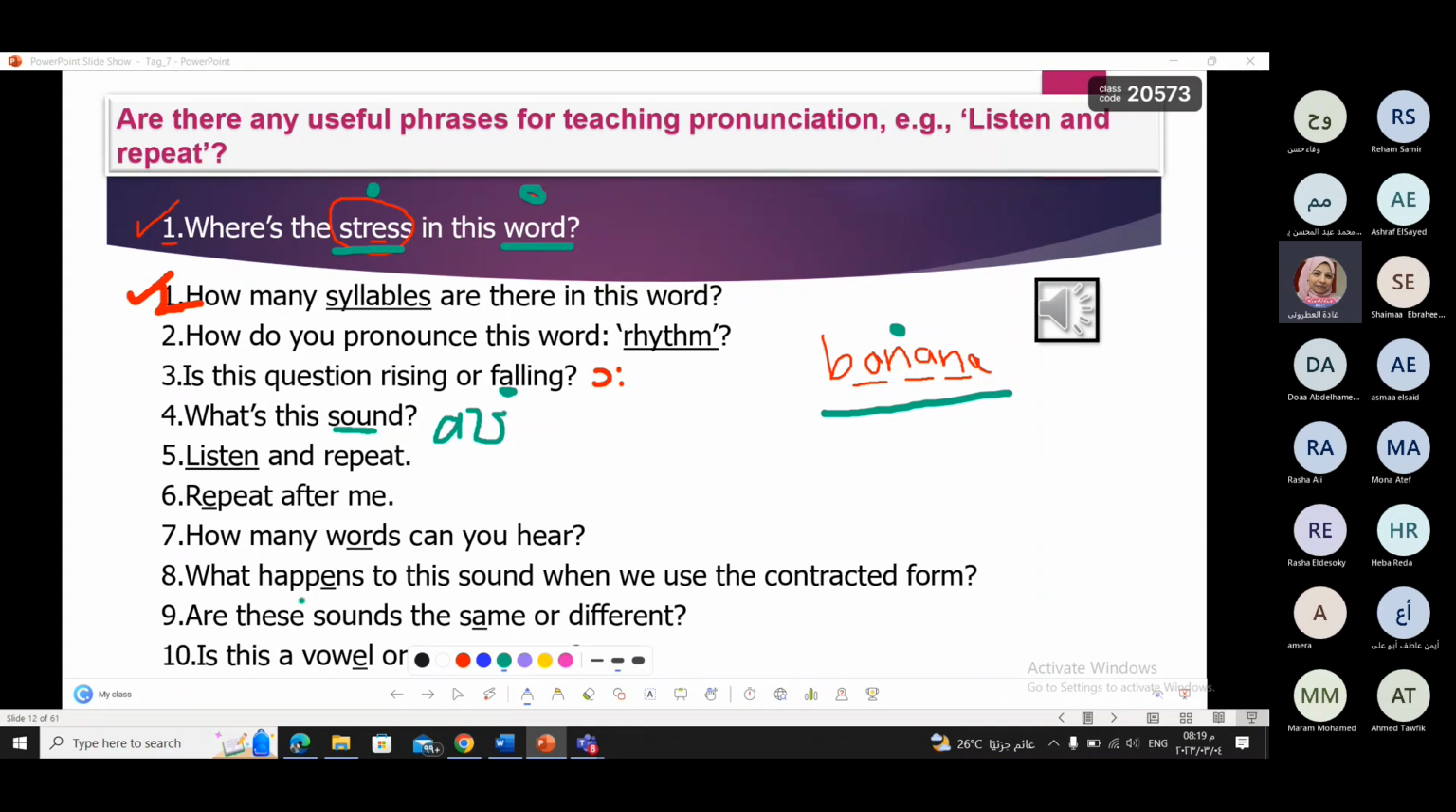Number 5. What about number 5? Listen and repeat. What about this word? What is special about this word? Listen. What about this letter? Is it pronounced or is it silent? Silent. T is silent.